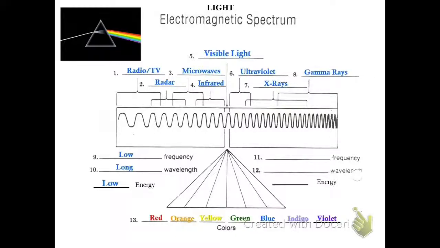Going the other direction, we've got ultraviolet light, X-rays, and gamma rays. These all have higher frequency and shorter wavelengths, which gives them higher energy. So you might recognize X-rays and gamma rays as things that you don't want to be exposed to in large amounts because they can be dangerous.